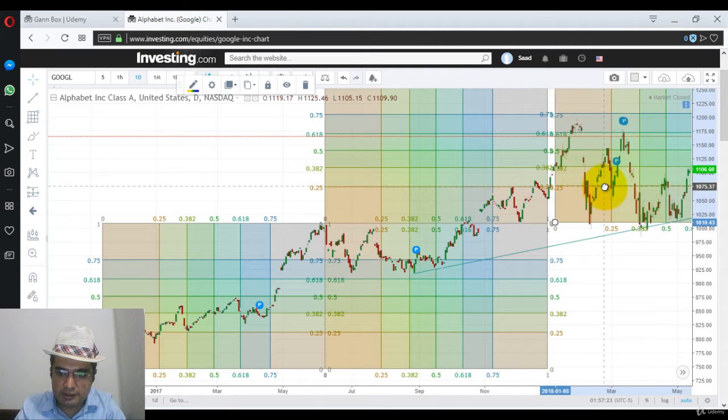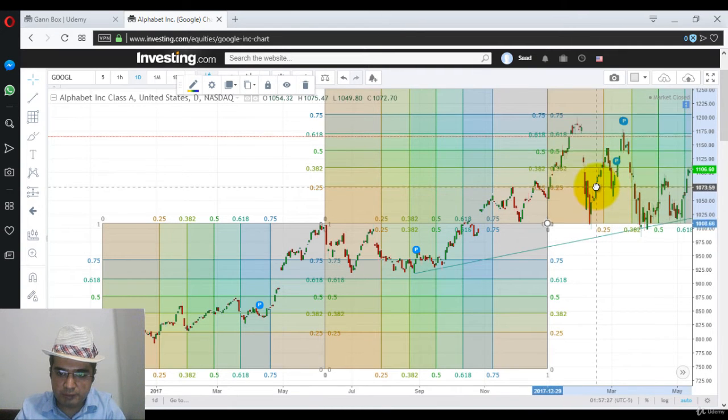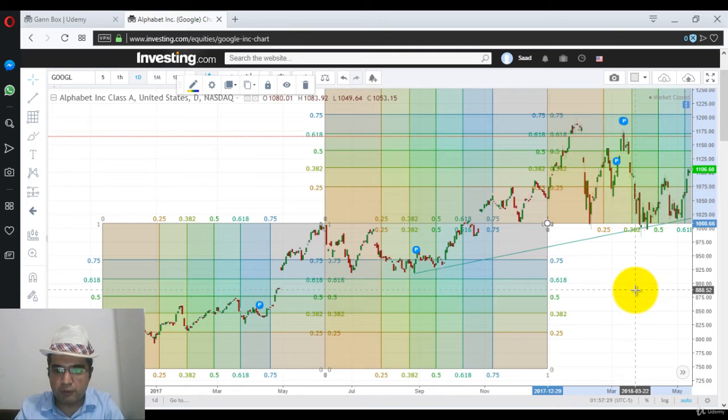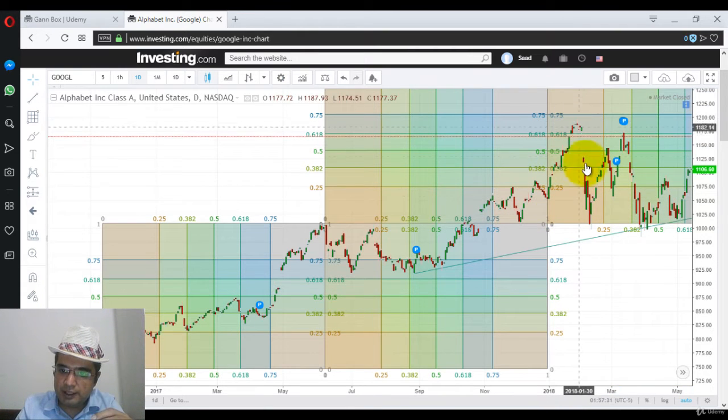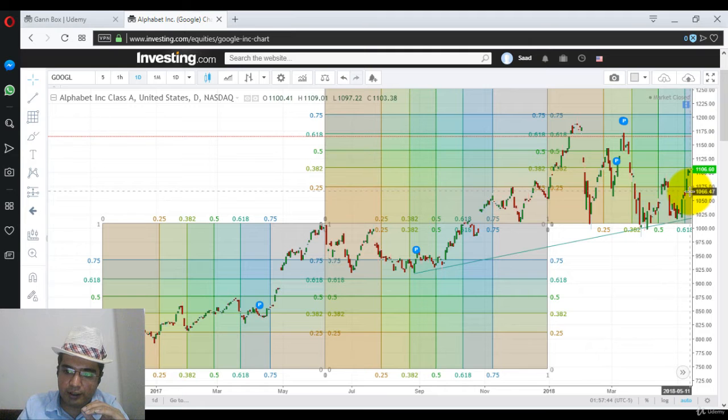Let us paste it. Wait a minute. Here we go. Now if you look closely, it went up, touched the same level as it touched here. It even went lower, but this line was helping it not to go lower. Even in the future, it again touched this line to go higher.